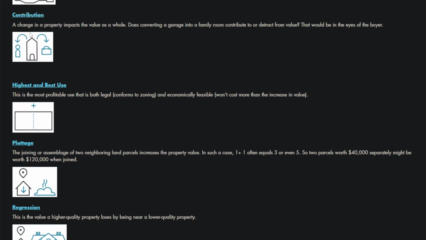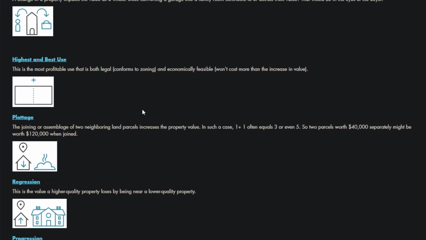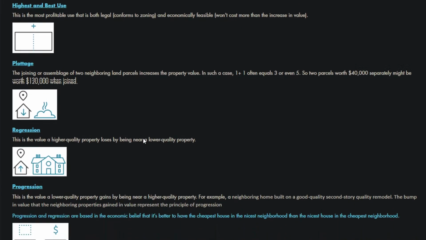Contribution. A change in a property impacts the value as a whole. Does converting a garage into a family room contribute to or detract from the value? That would be in the eyes of the buyer. Well, for somebody who didn't care about having a garage, that would be a good thing. For somebody like me who wants a garage, that might be a bad thing.